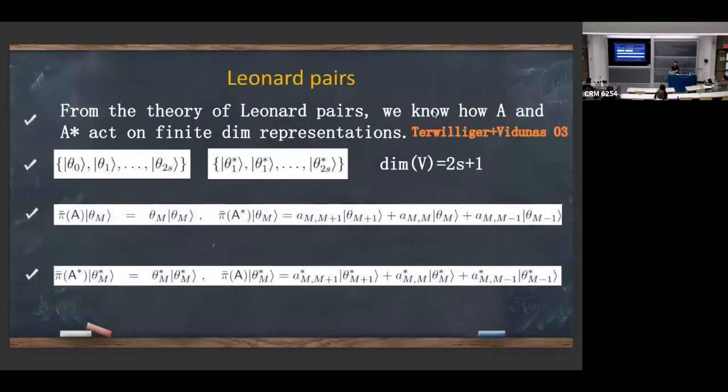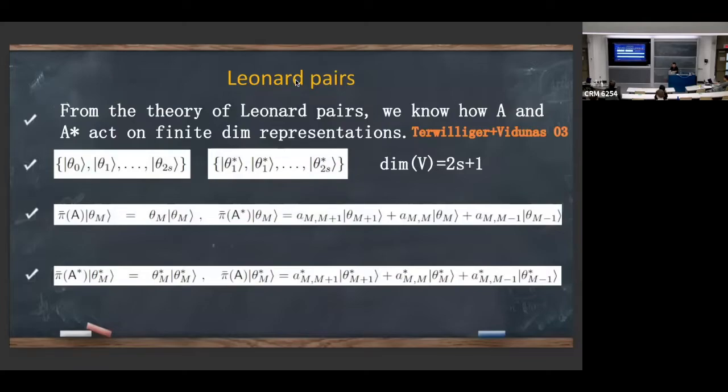Right. So very briefly, the theory of Leonard pairs is the following. We consider a finite dimensional representation with dimension 2s plus 1, where s is like the spin. Okay, and we have two different bases that we call theta 0 up to theta 2s and theta star 0 up to theta star 2s, two different bases for this vector space.